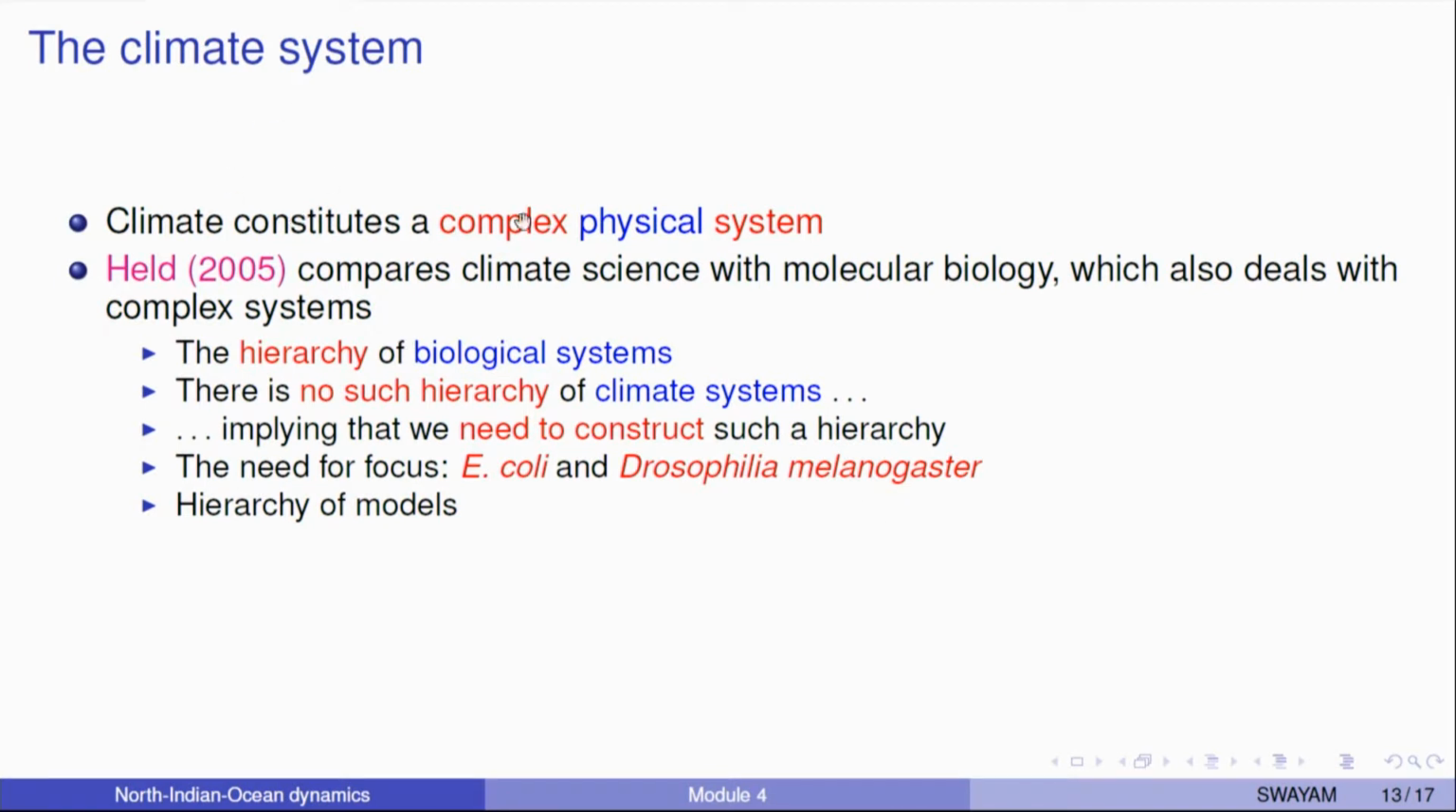The climate system is a complex physical system. It's inherently nonlinear. Isaac Held compared climate science and its growth with molecular biology, which also deals with complex systems. And he noted the phenomenal progress made by molecular biology over the last half century. There's a hierarchy of biological systems. You have organisms that are very simple, say viruses or bacteria, and they range in complexity from viruses and bacteria to human beings. So there is this entire hierarchy of biological systems available to molecular biologists to study.